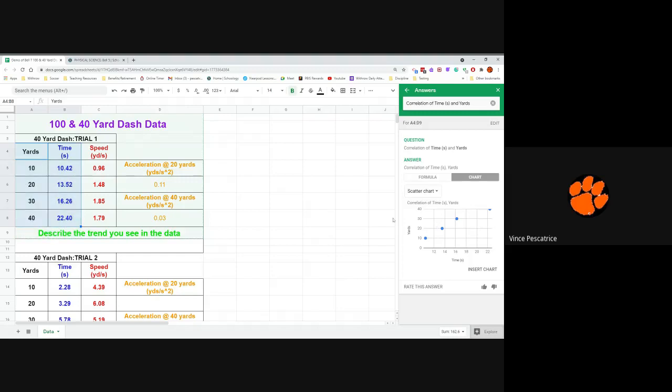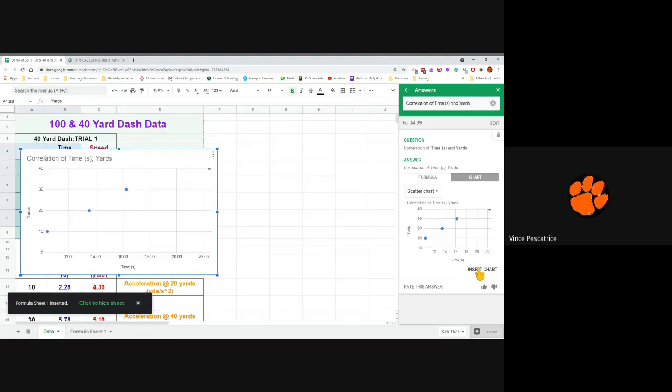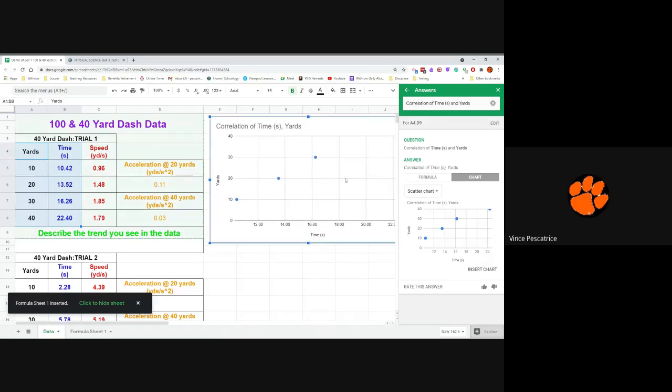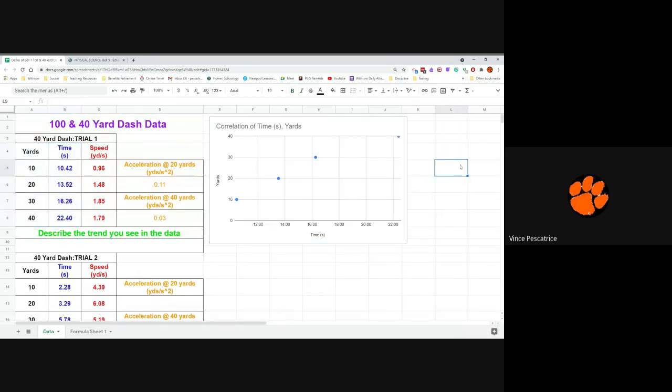You can then click and drag or hit insert chart, and you'll see that here. So now you can see the correlation between distance and time. Also, you could do the same thing between time, yards, and speed, or speed and time.